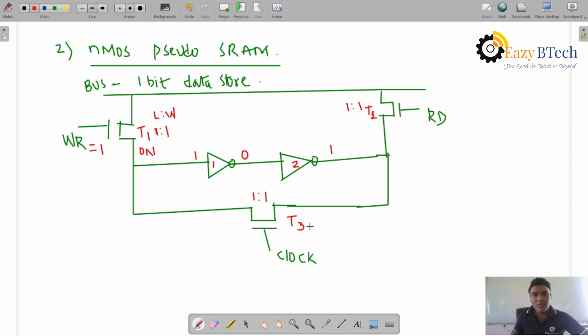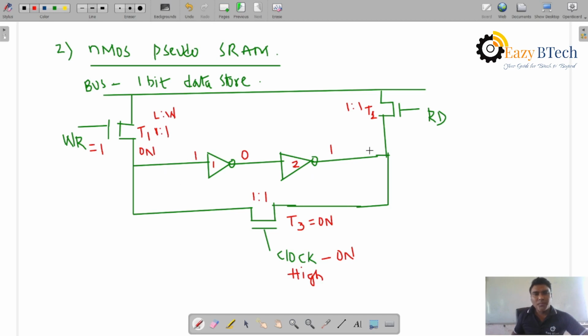Again it will be fed back. As long as the clock is on, T3 is on and the data will pass through. Whenever the clock is high, T3 is on. From inverter 2, the data passes through this one and is stored again. The 1-bit data is stored over here.